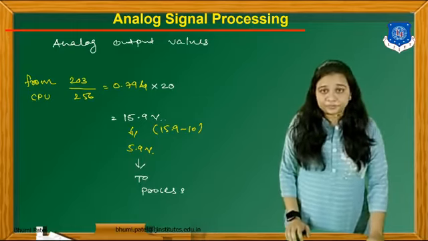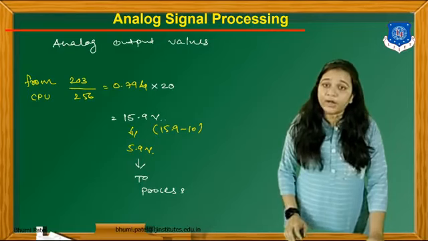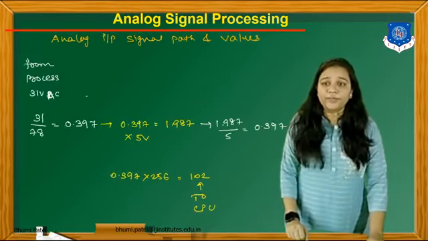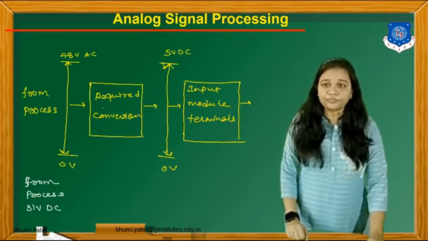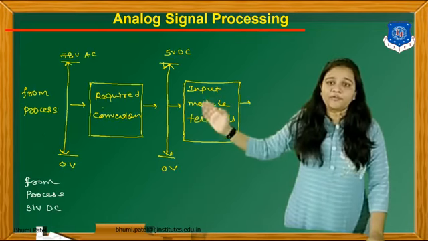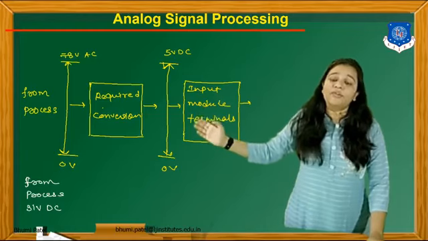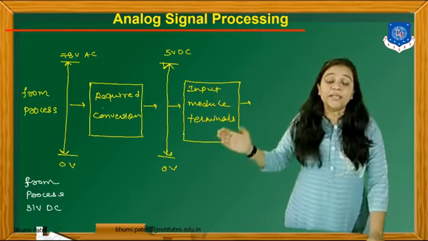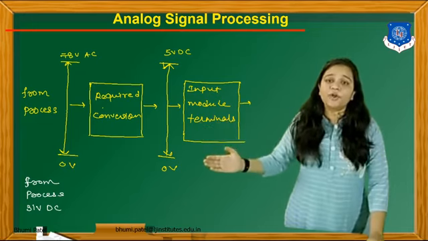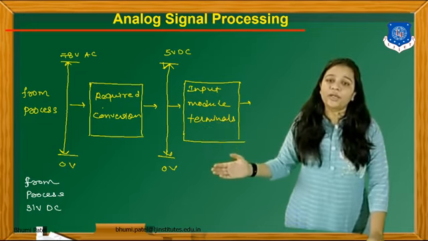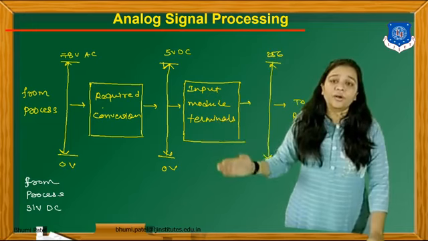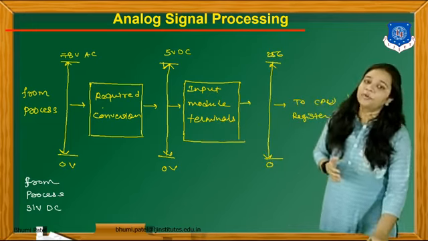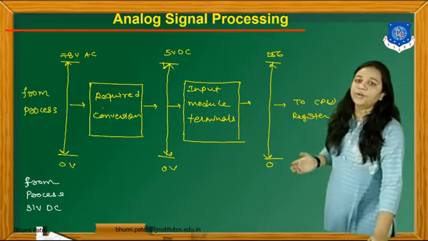So what is the process to convert the voltage from the number of bits? First of all, you have to take one data from the input terminal, then we have to take some required conversion, then convert AC to DC, then DC voltage is given to this particular input module terminal, and then we have to convert this voltage into bits, and these bits are given to the particular CPU input register.